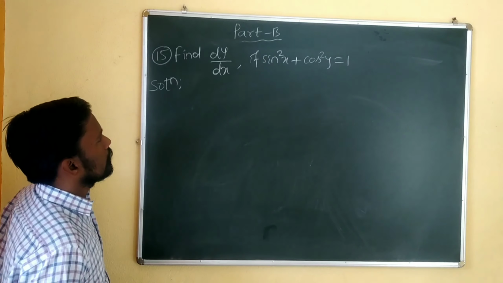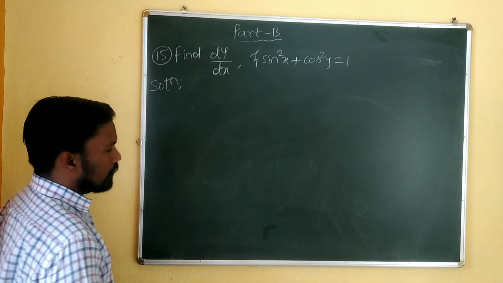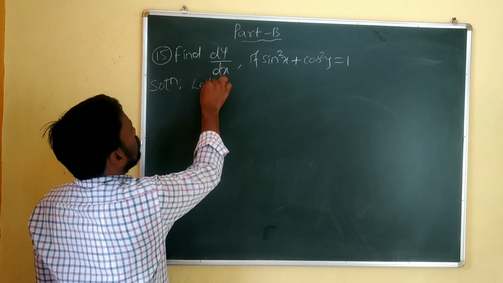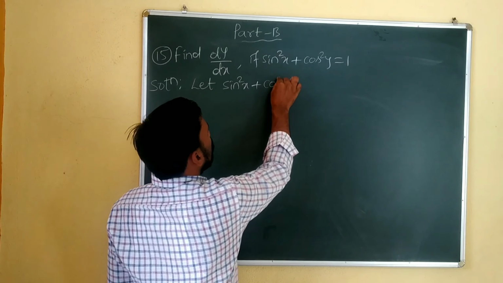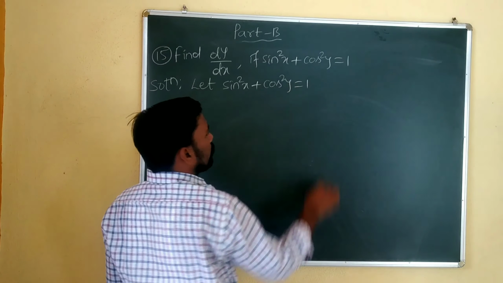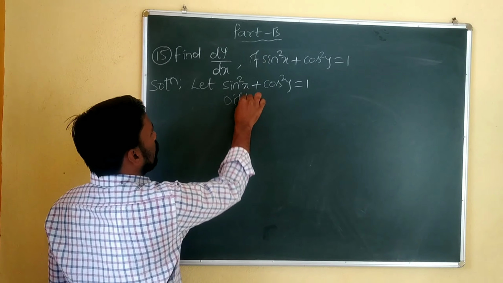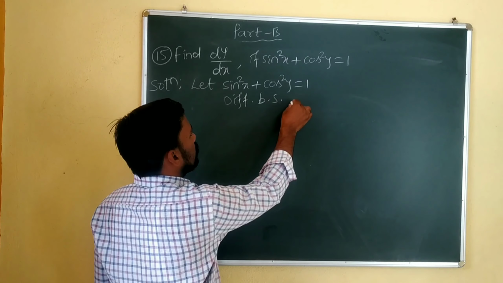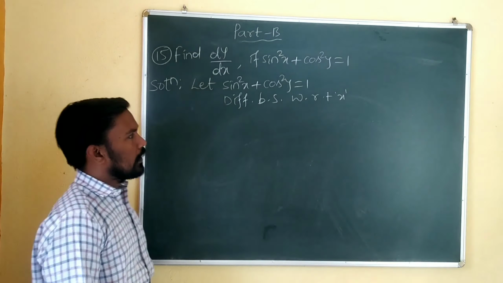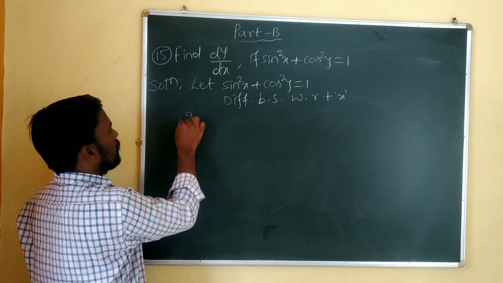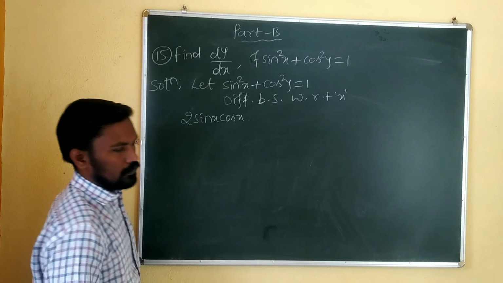Find dy by dx if sin square x plus cos square y is equal to 1. So write that function now. Let sin square x plus cos square y is equal to 1. Now differentiating both sides with respect to x. So derivative of sin square x is 2 sin x into cos x. 2 sin x into cos x.